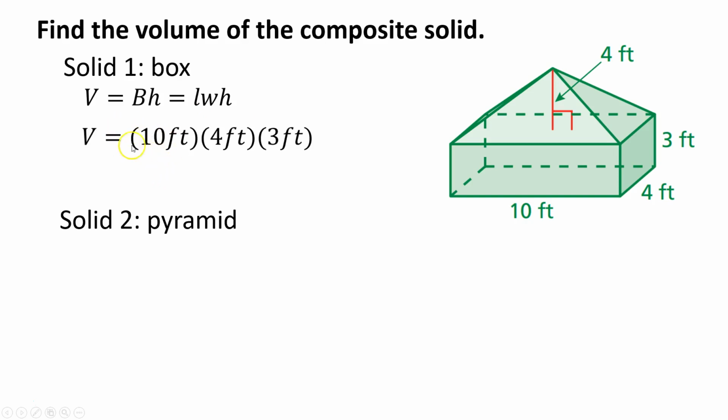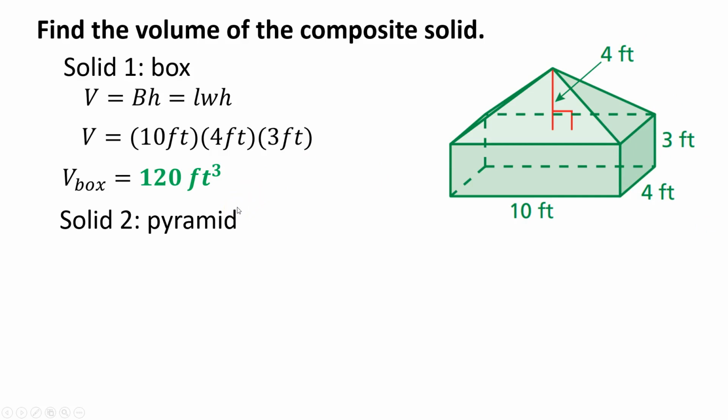All right, after that, we see, okay, well, we have 10 is the length of that rectangular prism. The 4 is the width, and the 3 is the height of that box right there. Multiply them together, and you're going to get 120 feet cubed. So that's the volume of that box.